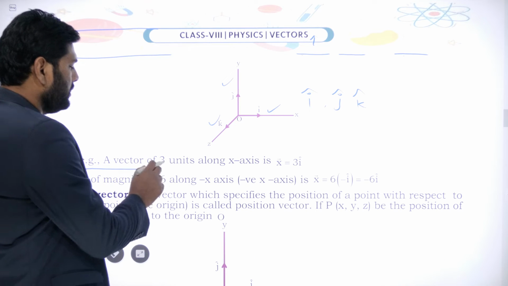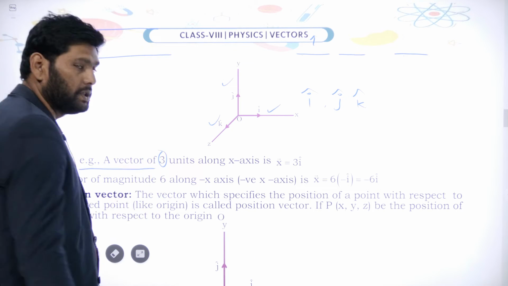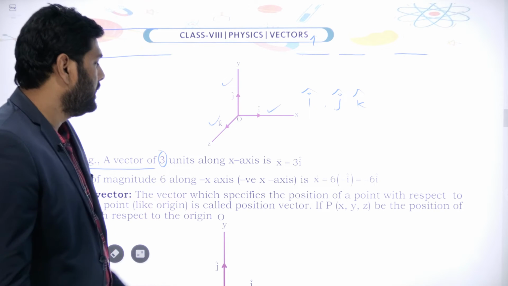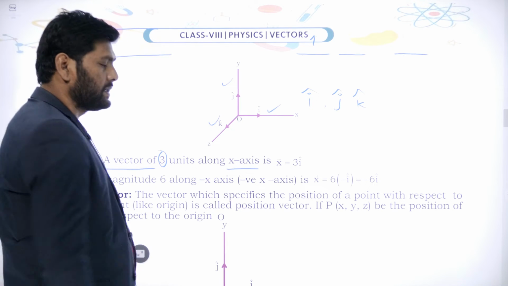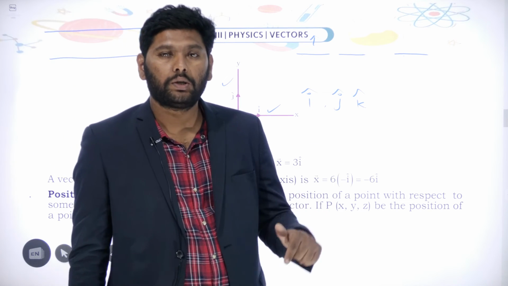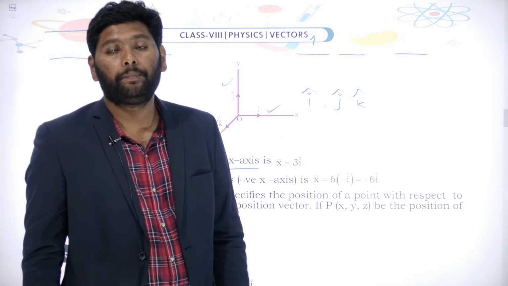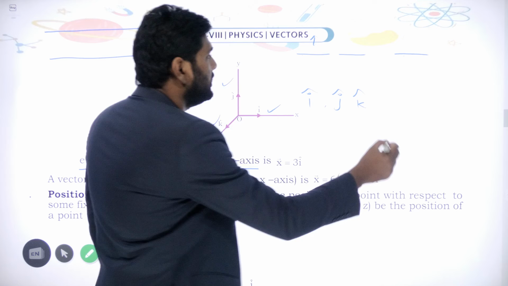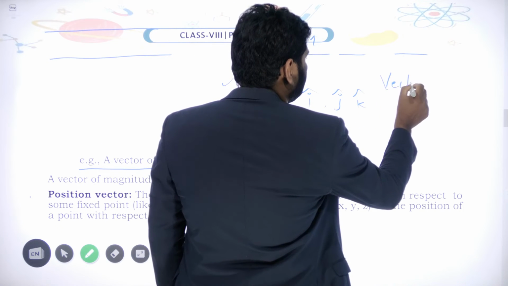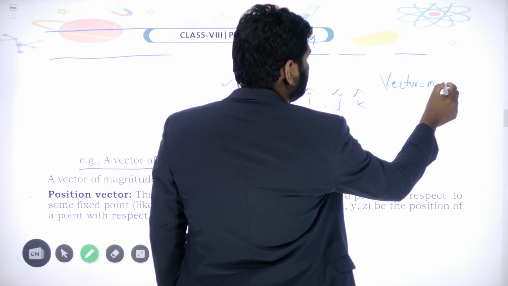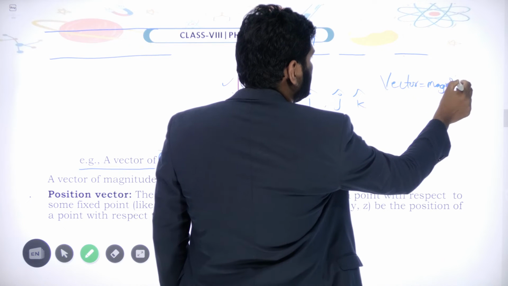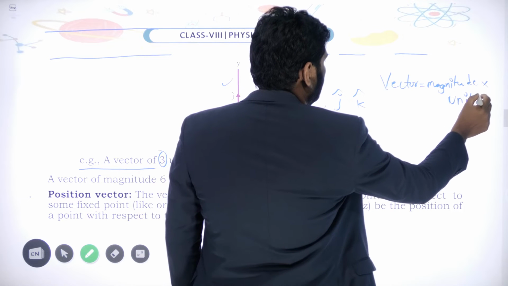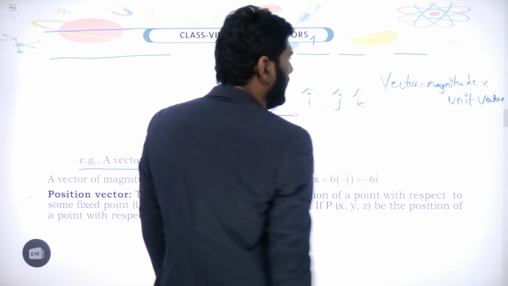Look at the example. We have a vector, and its magnitude is 3 units. If this vector is acting along the x direction, how do you use the unit vector to represent the vector? You know, I already told you, vector is equal to magnitude into direction, that is, magnitude into unit vector. This is a formula we know already.